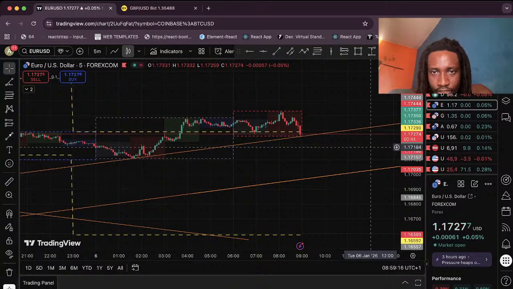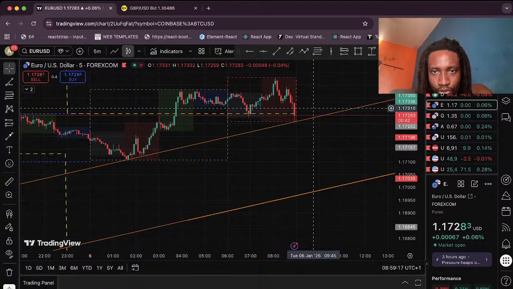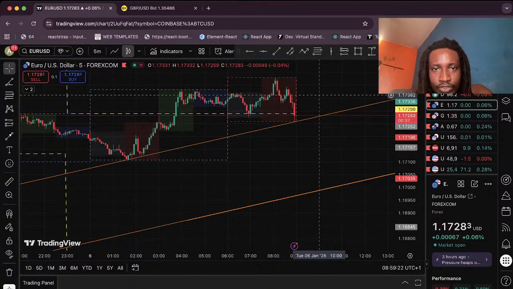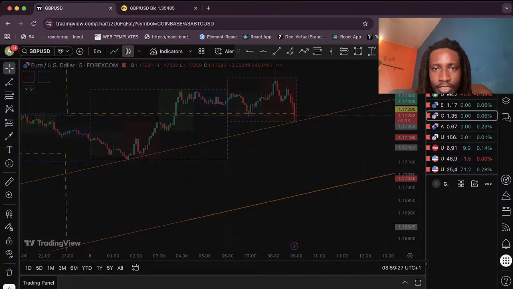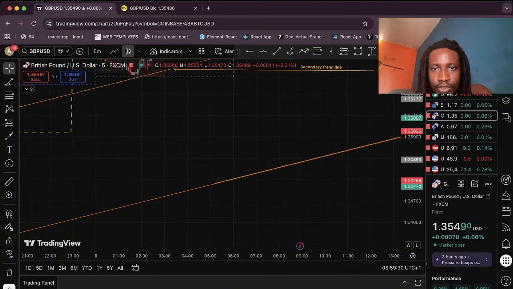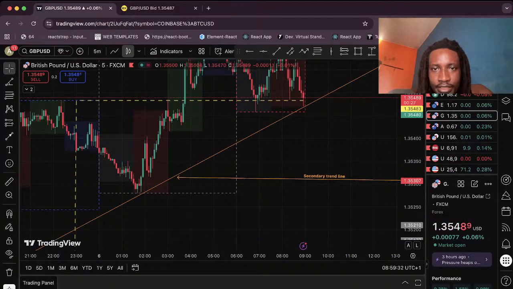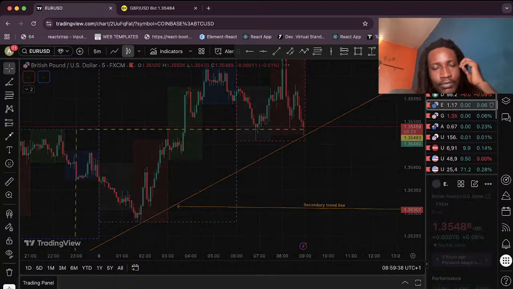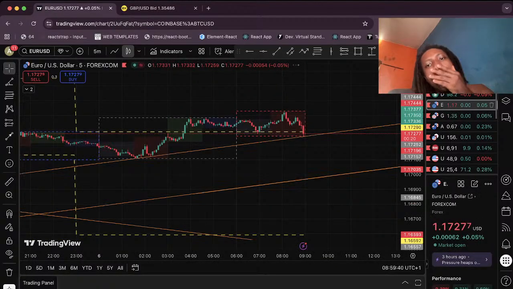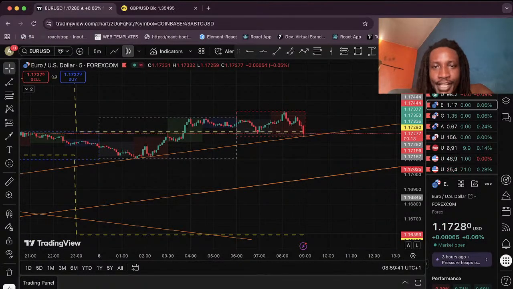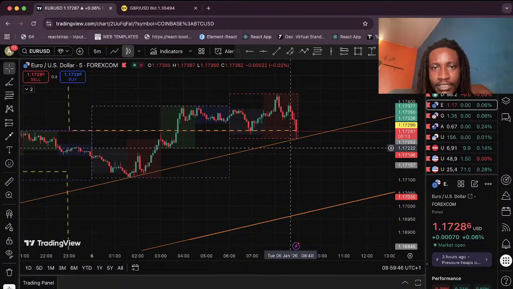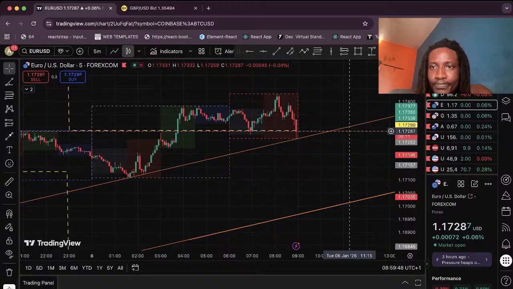Euro USD has not broken yet, but at least you can see there is an attempt because of the pressure that is driving price down. British pound USD also has an attempt, but it's yet to break it. All of them are being rejected, at least for now, except Euro USD. It's not being rejected. Yeah, I expect it to be rejected a little bit.